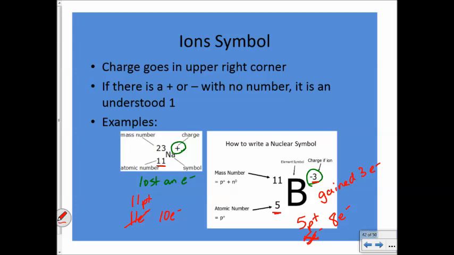Now these charged atoms that are ions, those charges allow them to bond with other atoms with charges because opposites attract. That's called an ionic bond. We'll get to that later. But you've probably heard of ionic bonding back from 8th grade.